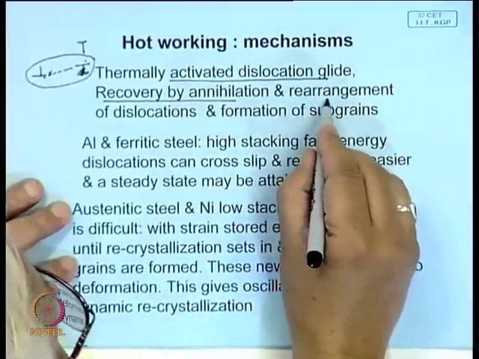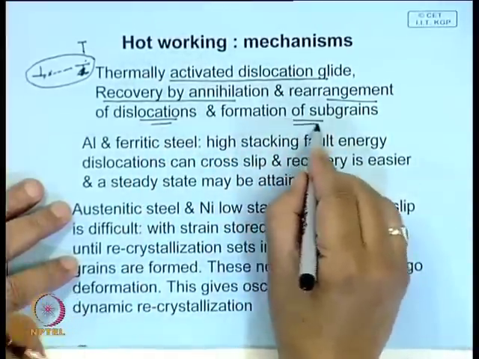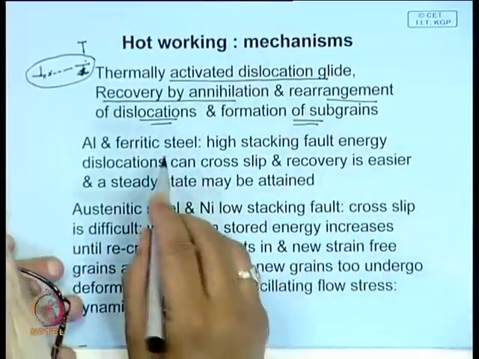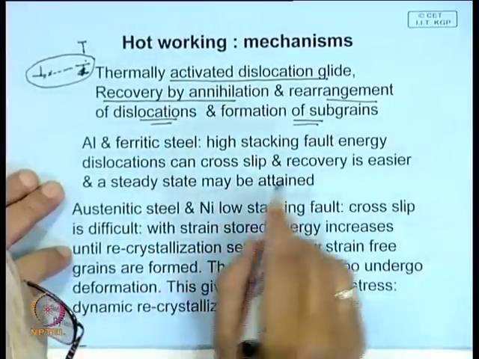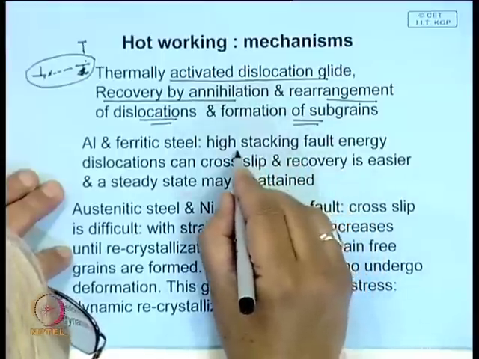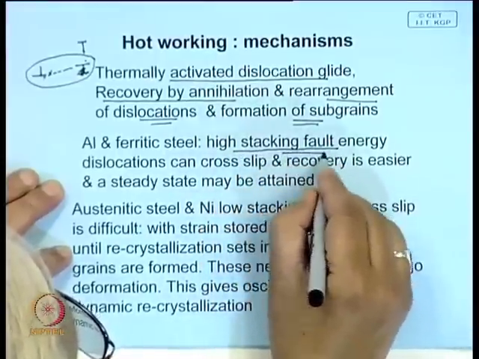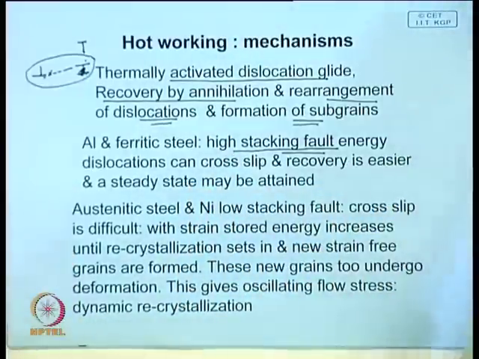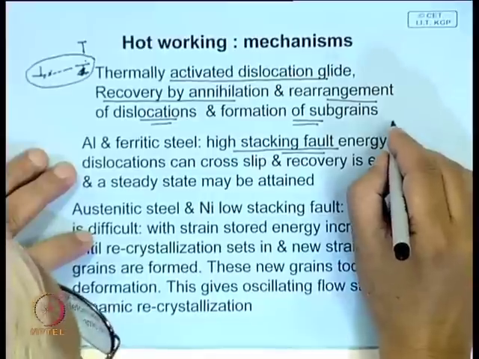And rearrangement of dislocation leads to the formation of subgrain, and we had seen it earlier. We will again see some examples. Now, this process of dislocation glide is also affected by the stacking fault energy. We know that a material with high stacking fault energy can cross slip.